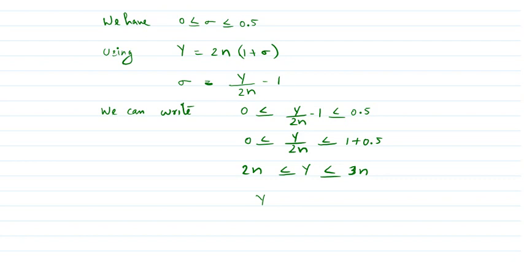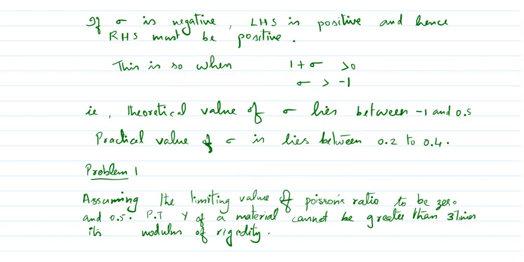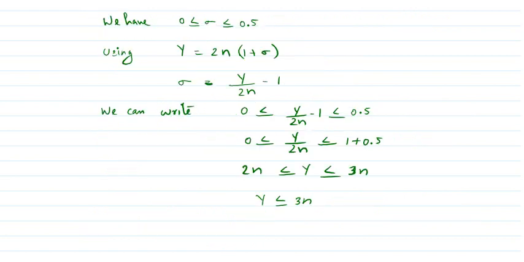So Y is between 2n and 3n. The question says Young's modulus of a material cannot be greater than 3 times its modulus of rigidity. The value is between 2n and 3n, so it is not more than 3n. This means that Young's modulus cannot be greater than 3 times the modulus of rigidity. Hence we proved.